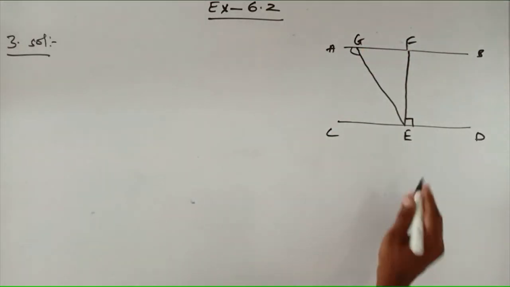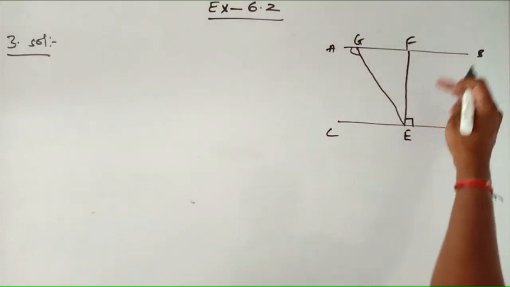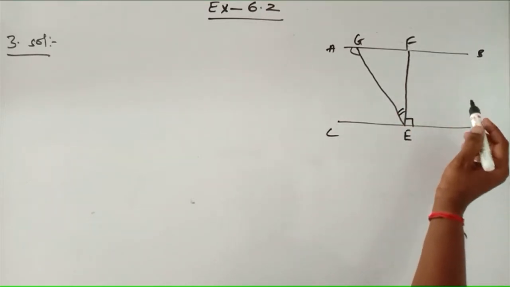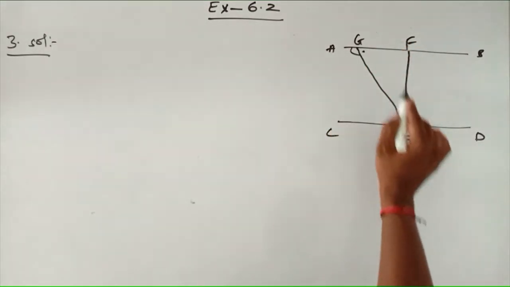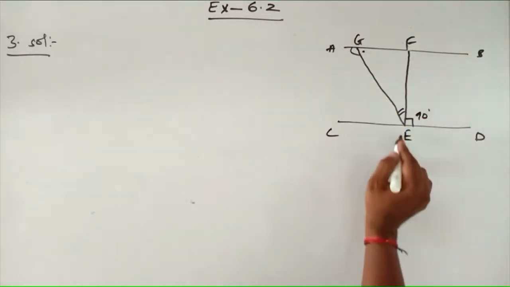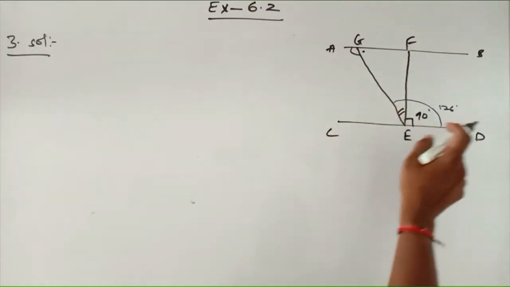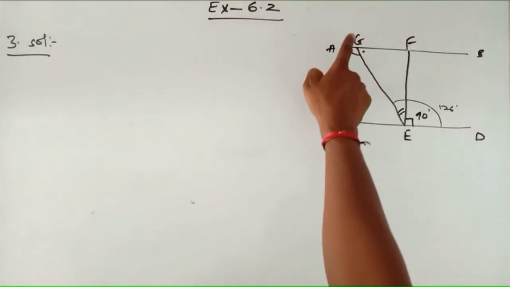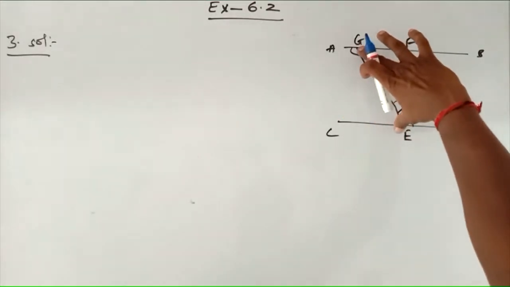Now I have to find angle AGE, angle GEF and angle FGE. I need to find these three angles. Here it is perpendicular, so it is clearly 90, and one more angle is given, angle GED, which totally is 126. First I am going to calculate the value of GEF, then I will consider these two as parallel lines and this as a transversal.